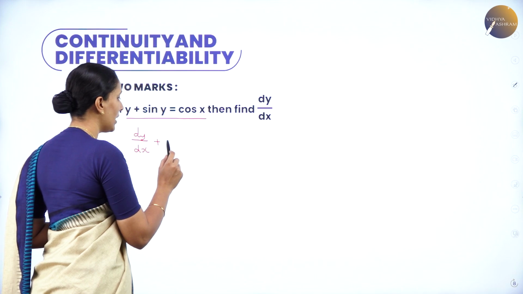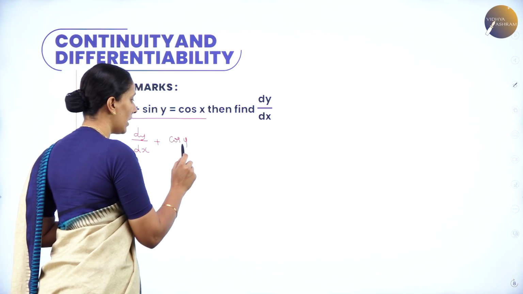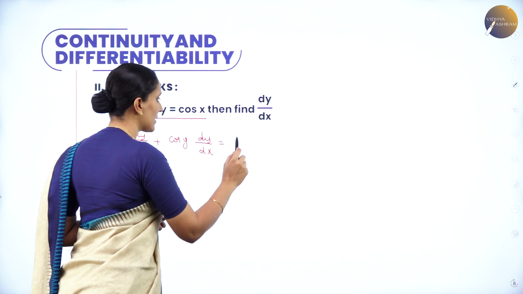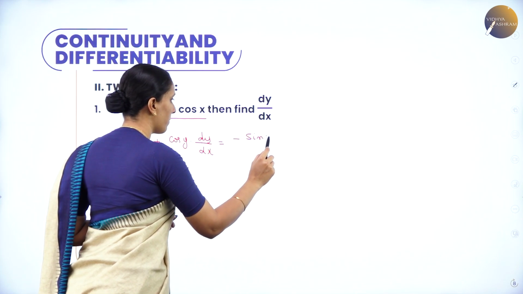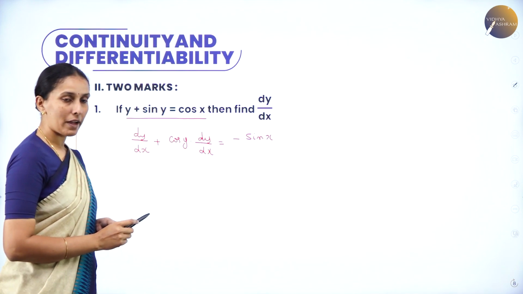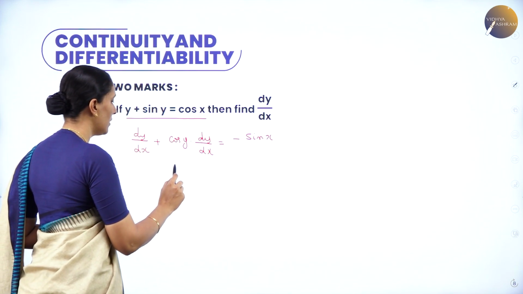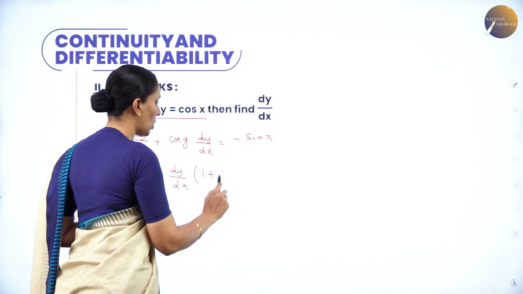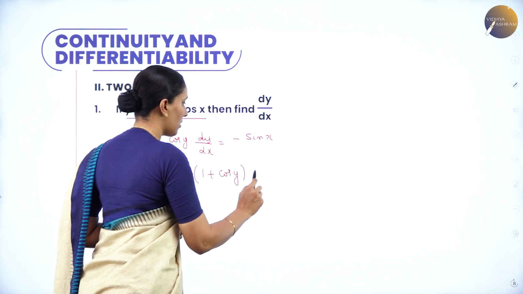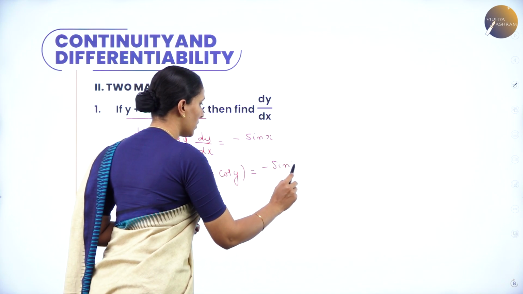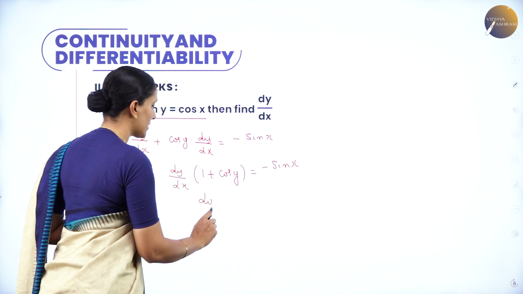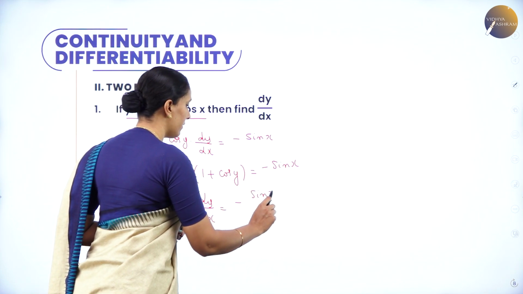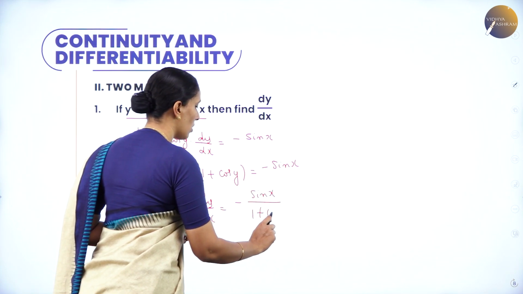Derivative of sin y is cos y into dy by dx, and derivative of cos x is minus sin x. Now since we need dy by dx, let's take it common here. So we have dy by dx times 1 plus cos y is equal to minus sin x. So dy by dx is equal to minus sin x divided by 1 plus cos y.